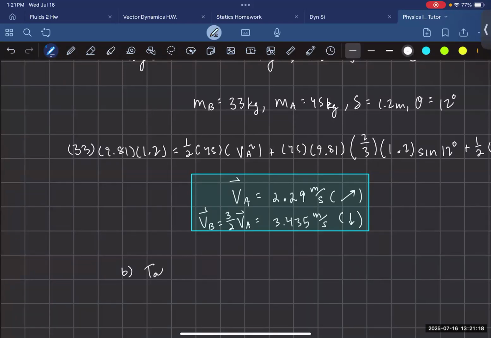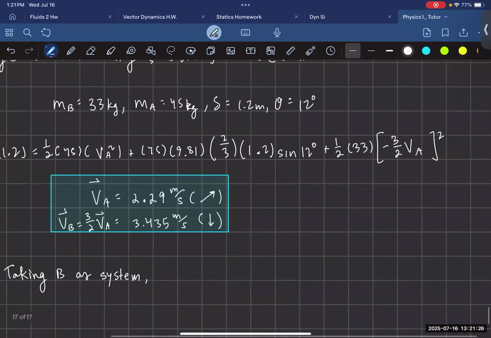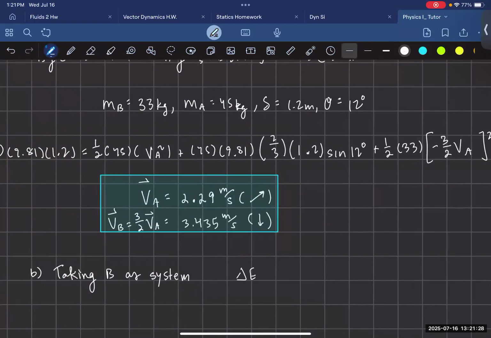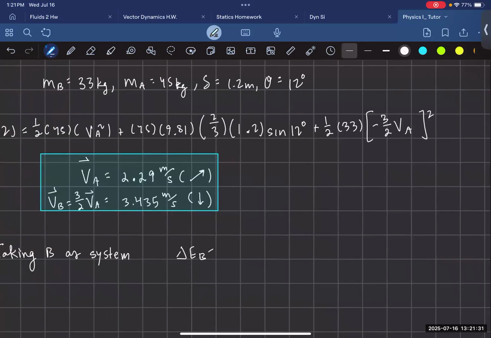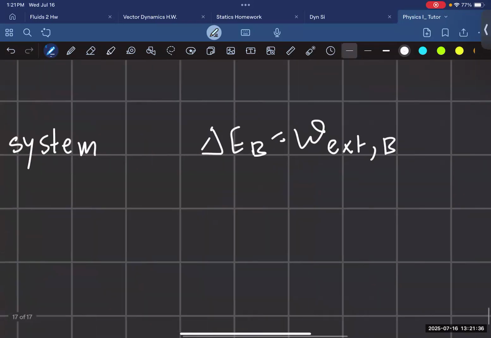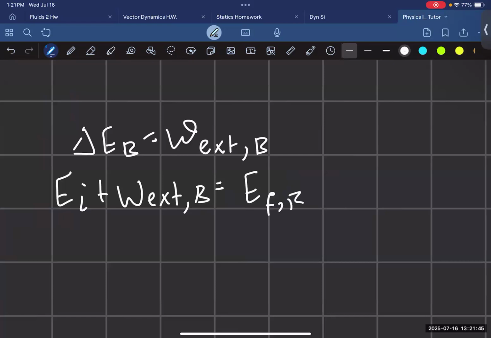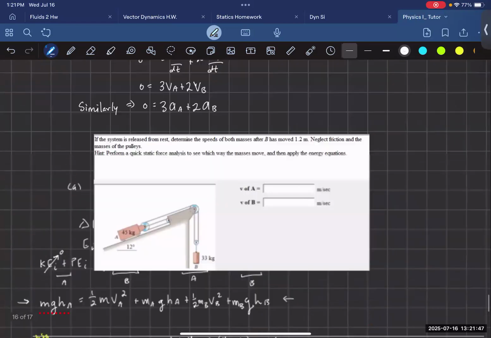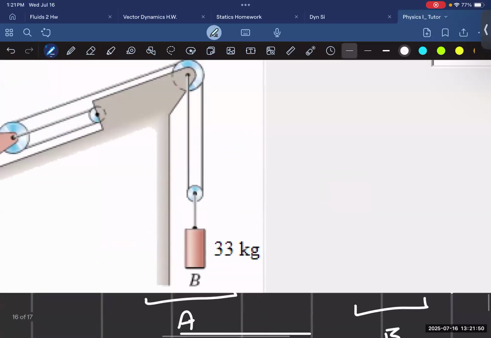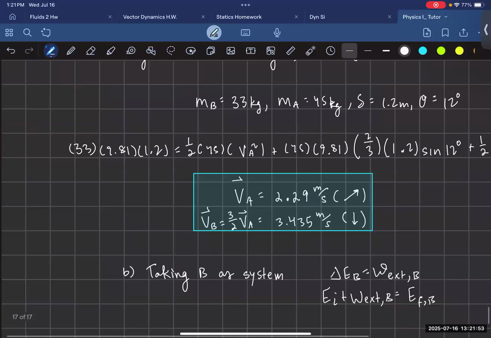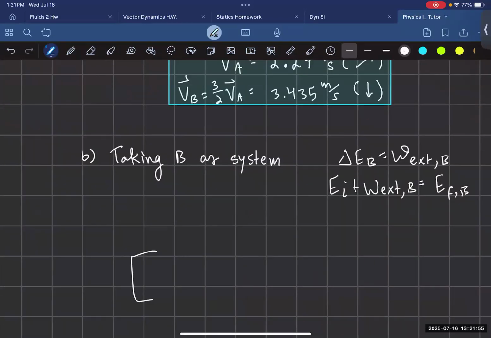We're just going to take B as our system. Taking B as the system, we get delta E of B is equal to work external on B. So we get energy initial plus work external on B is equal to energy final of B. Now, the only external work acting on B are the two tensions, and we can see that by the free body diagram. So let's set up the free body diagram.